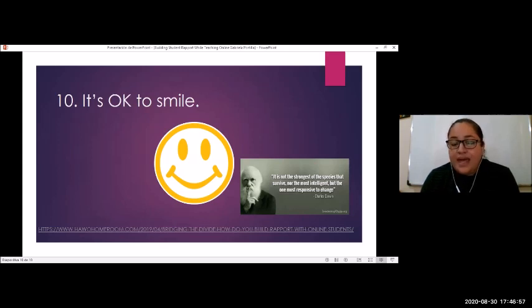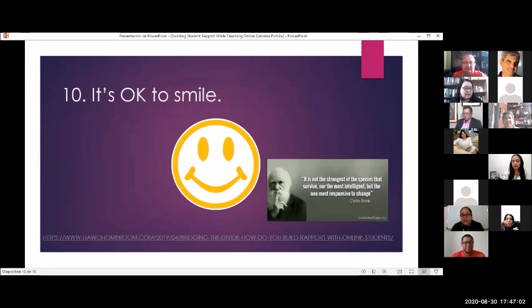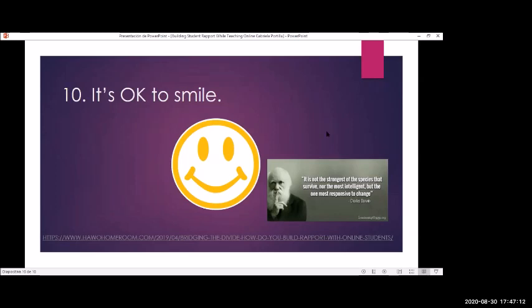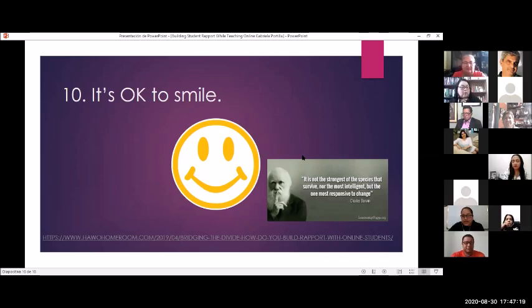And finally, I want to encourage you to be responsive to change, to be flexible, to adapt. I have been using this phrase over here maybe for more than 5 years. Okay, and I want to share this with you right now. It is not the strongest of the species that survive, nor the most intelligent, but the one most responsive to change. Okay, so in this time of pandemic, we have to be responsive to change.